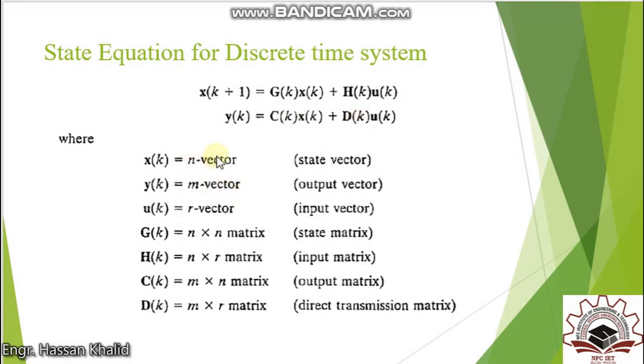Similarly, we can define these variables: x of k is the state vector, as previously discussed, y of k is the output vector, u of k is the input vector, G of k is the state matrix, H of k is the input matrix and C of k is the output matrix, and lastly D of k is the direct transition matrix.